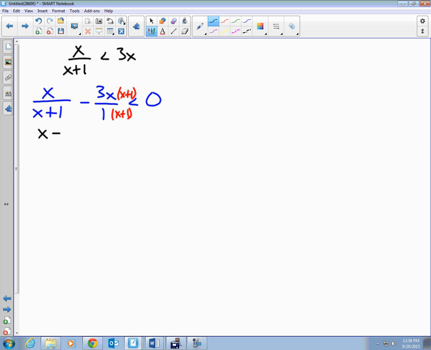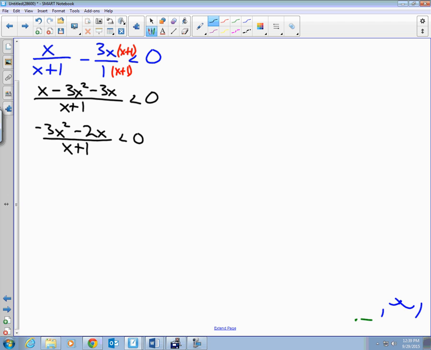Get x minus what? x squared minus 3x, all over x plus 1, is less than 0. Can you combine like terms together? Yep. So you have negative 3x squared minus 2x over x plus 1. It's less than 0.